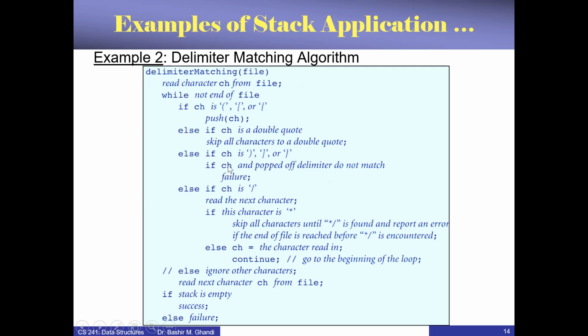So you check if ch, which is one of the right parentheses, and the one you pop from the stack do not match, then you have to return an error immediately. If they match, you just continue and read the next one and start the loop all over again. But if they don't match, there is no need to continue. You can return false immediately.